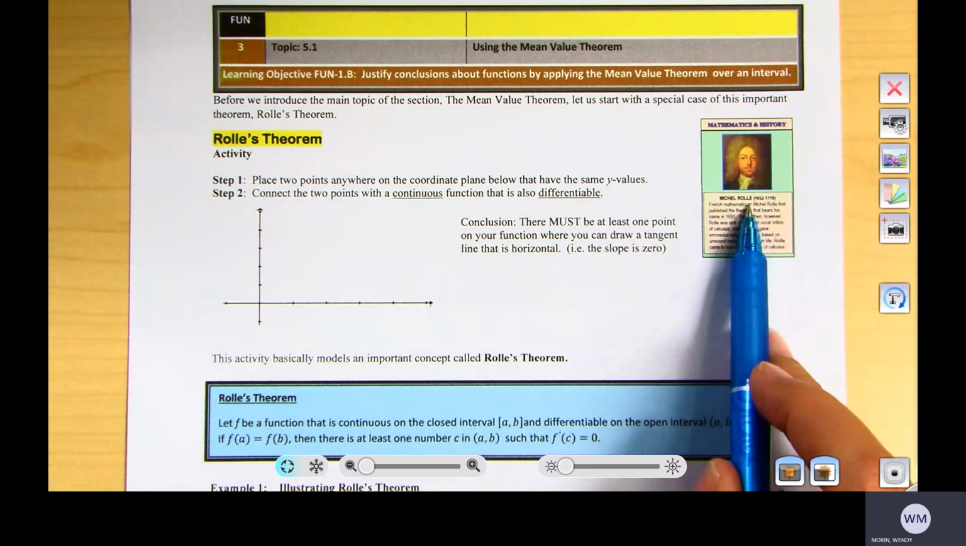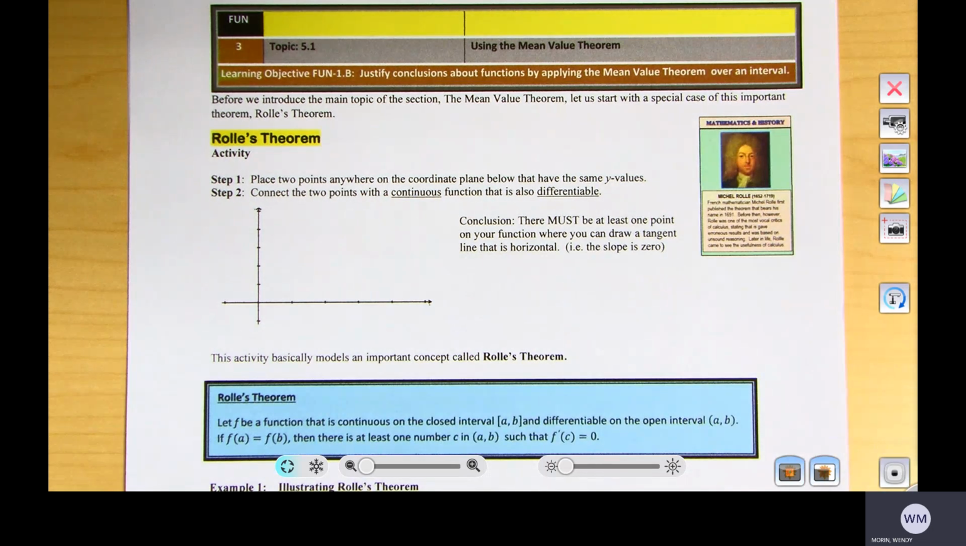There's Michel Rolle, a French mathematician from the 1600s. He was one of the most vocal critics of calculus. Later in life, Rolle came to see the usefulness of calculus. So maybe sometime in your life you might find the usefulness of calculus if you don't see it right now.